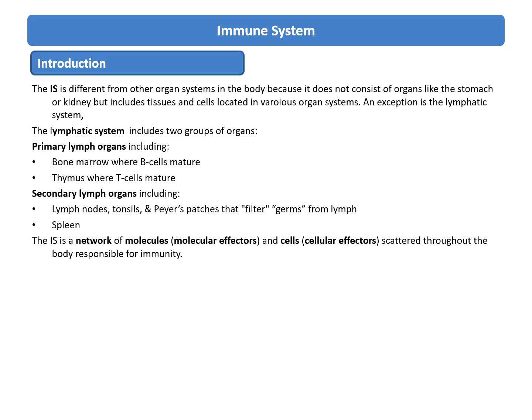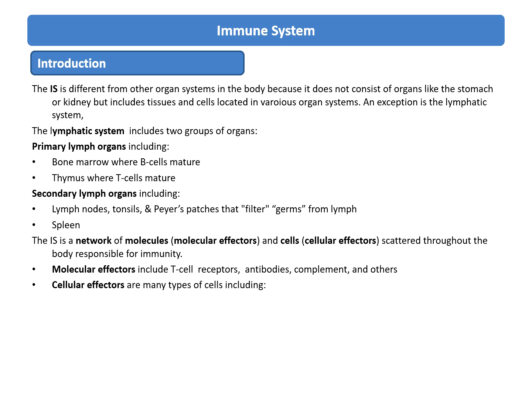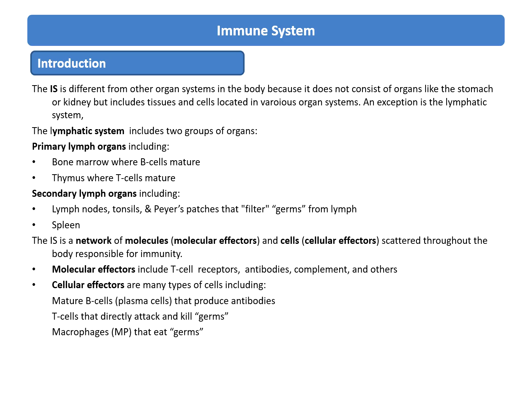The immune system is a network of molecules, we call them molecular effectors, and cells, these are the cellular effectors, scattered throughout the body, responsible for immunity. Molecular effectors include T cells, receptors, antibodies, complement, and many other substances. Cellular effectors, on the other hand, are many types of cells, including mature B cells. These are plasma cells that produce antibodies. T cells that directly attack and kill the germs. Macrophages that eat germs.